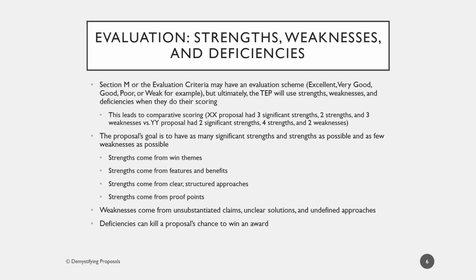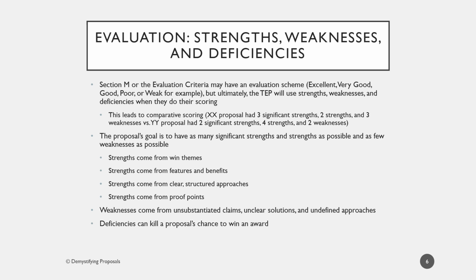While Section M, or the evaluation criteria, may have an evaluation scheme, such as excellent, very good, good, poor, or weak, ultimately, the TEP will use strengths, weaknesses, and deficiencies when they do their scoring. This leads to comparative scorings, such as XX proposal had 3 significant strengths, 2 strengths, and 3 weaknesses, while YY's proposal had 2 significant strengths, 4 strengths, and 2 weaknesses.